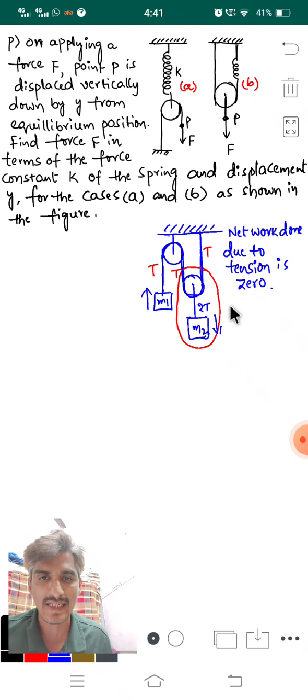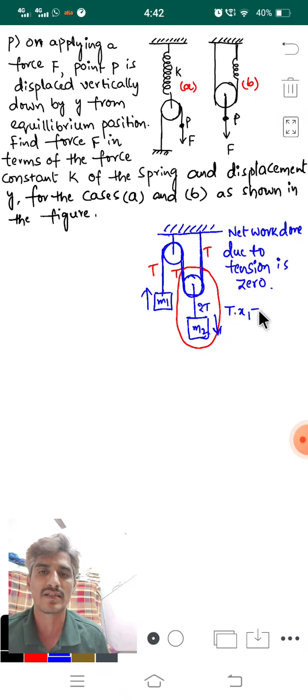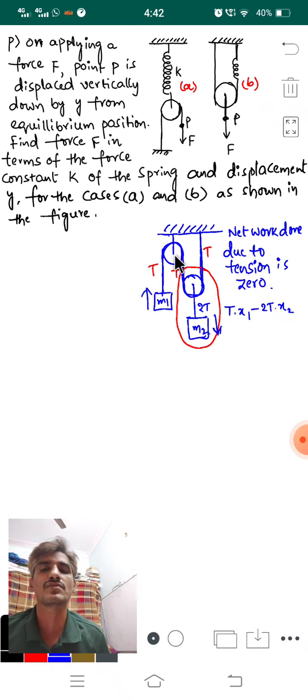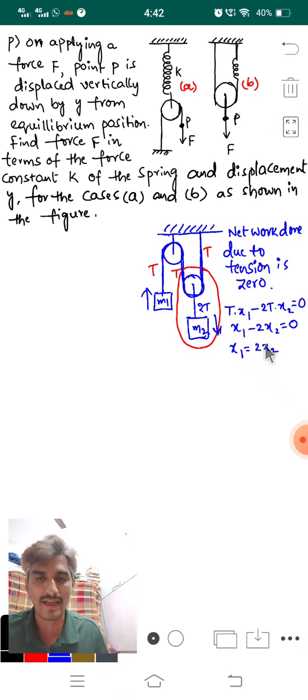Therefore, first writing work done on M1, that is T into x1. Let us assume that M1 moves to a distance of x1. Minus, why are we taking minus? Because the tensional force on M2 is upwards but the displacement is downwards. So we can write it as 2T into x2. This is the net work done due to tension in this total system, which is equal to 0. Therefore T(x1 minus 2x2) is 0, so x1 is equal to 2x2. Just keep this in mind.